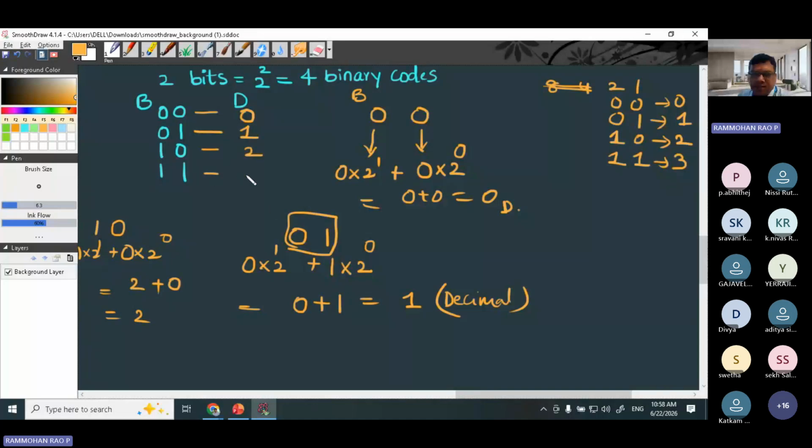What is 1, 1? Just now we have calculated. Let me do it again. 1, 1. 1 into 2 power 0, first right to left, sir, plus 1 into 2 power 1. 2 power 0 is 1. 1 into 1 it is 1 plus 2 power 1 is 2. 2 into 1, 2. 2 plus 1, 3 is the answer. So 0, 0 means 0. 0, 1 means 1. 1, 0 means 2. 1, 1 means 3. Okay.